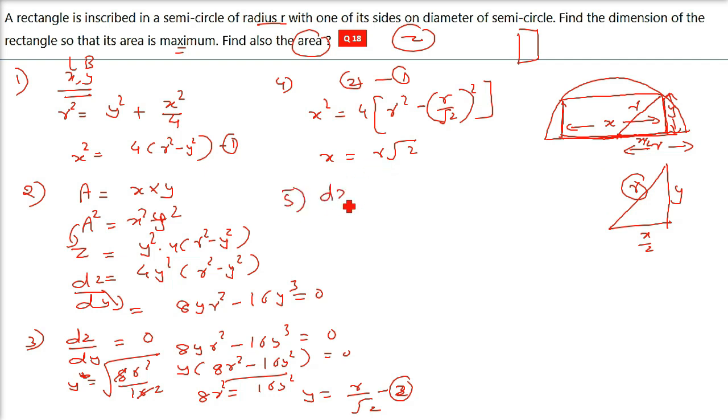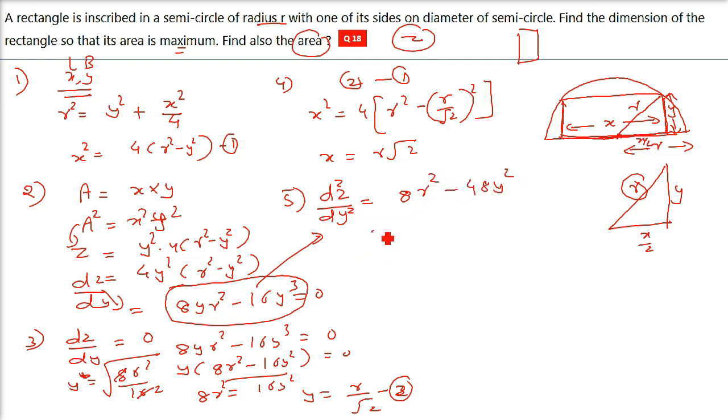The fifth step which we are going to do is d2z by dy square. This is a completion step because the question is already solved. But we need the double differentiation in order to show that the area which we are going to get will be maximum. And we need to find out the area also. So there will be a next step also.